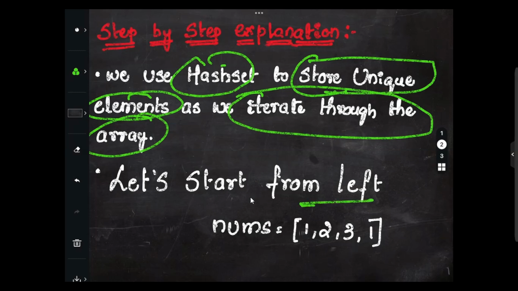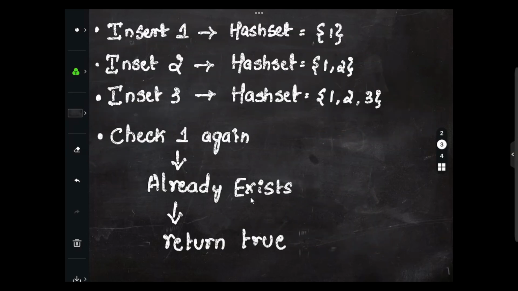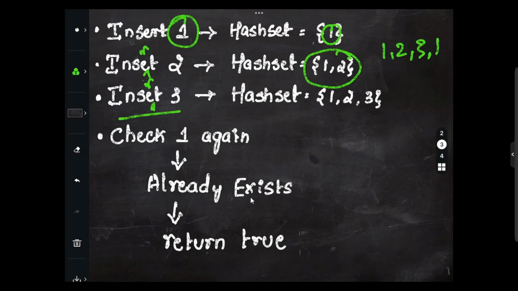So let's start from the left. We have considered the same first example, right? So 1 2 3 1 we have in the array. First we will insert 1 in the hash set. Now the hash set contains 1. Next we will insert 2. Now the hash set contains 1 2, the second step. In the third step we will be inserting the element 3. Now this becomes 1 2 3, right?